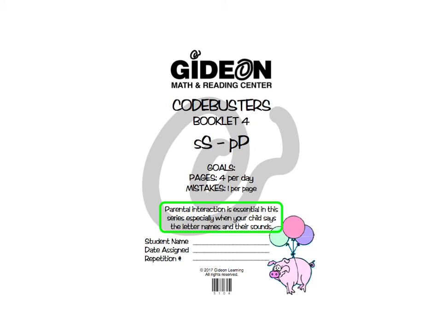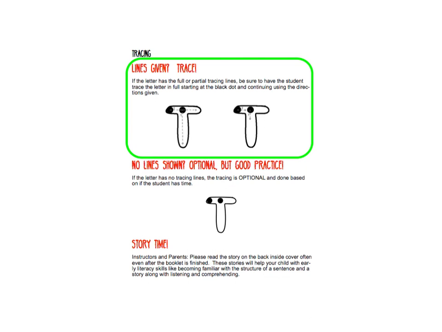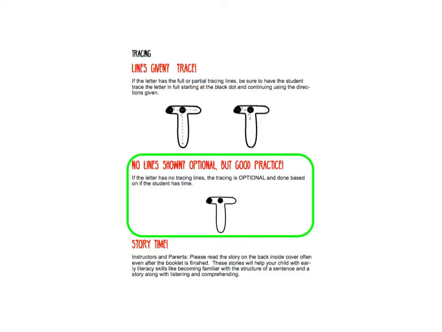Now for the parents. Remember, parental interaction is essential in this series, especially when your child says the letter names and their sounds. On the front inside cover, we give you guidance as to the different bubble letters you'll see in this booklet. At the top, you can see that some of the letters are going to provide guidance for your kiddos to see how to write the letters properly. We will want your child to write all of these letters that have guidance provided in the booklet.